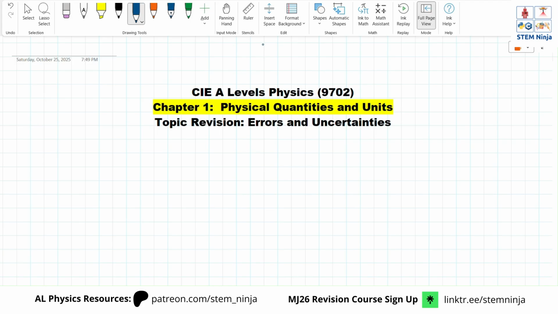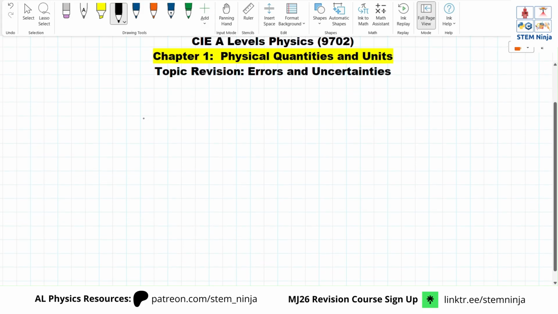Today we're going to talk about errors and uncertainties, which is a subtopic of the same topic, physical quantities and units. Now, first off, we need to discuss what is the difference between a reading and measurement.